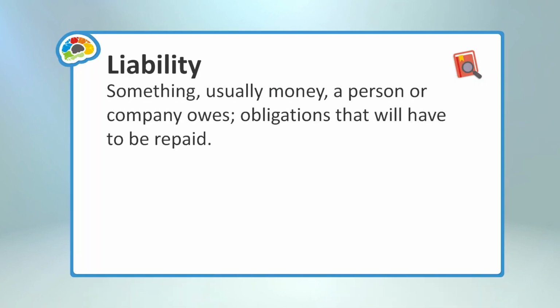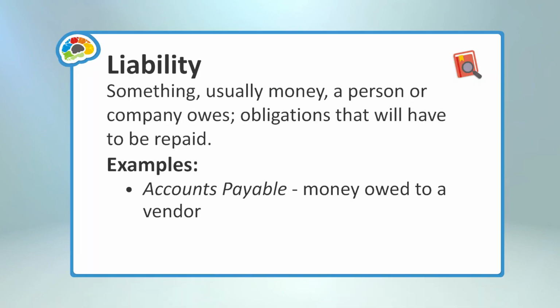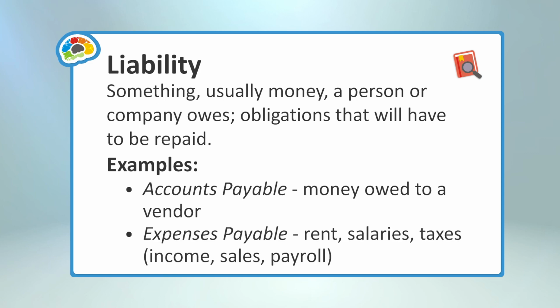Let's review liability accounts briefly. Liability for accounting is exactly as it sounds. A liability is something that the organization owes to somebody else, like accounts payable. Your vendor sent you a bill, you owe that money to the vendor. Therefore, it's a liability. Another is expenses payable such as rent, salaries, and taxes. Those are all liabilities because you're holding them to pay to somebody else.